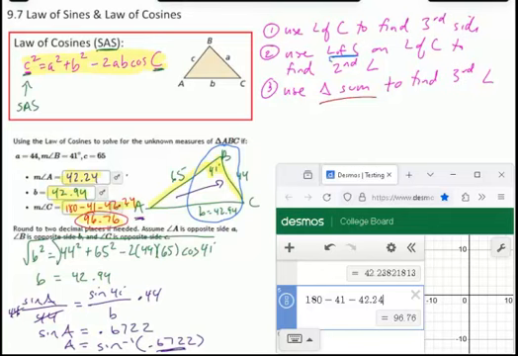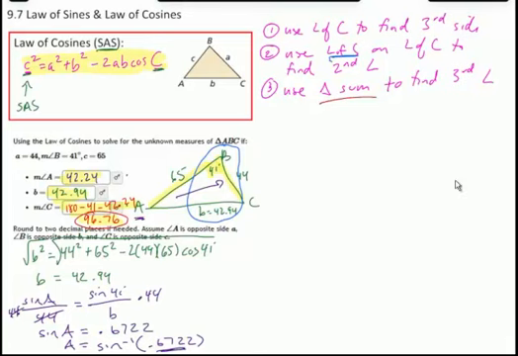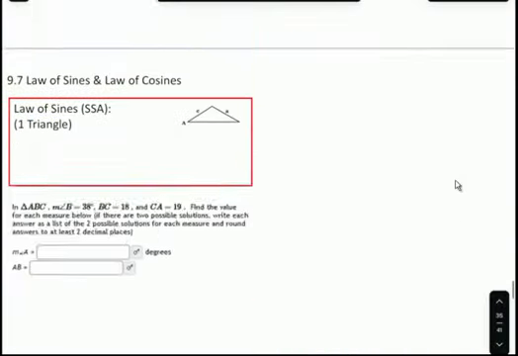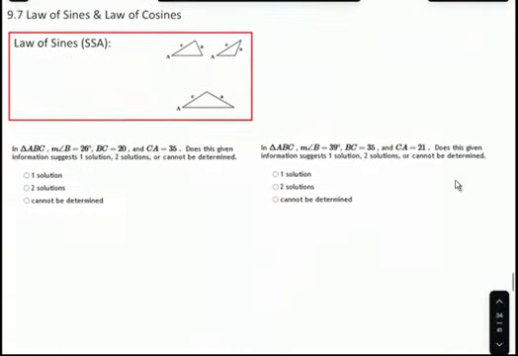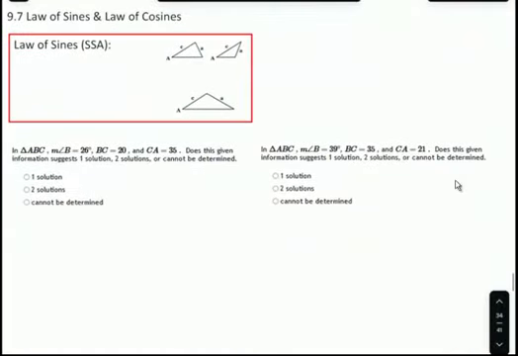All right, so we're going to go backwards here for a moment and go to the very first slide that introduces the pattern of SSA. Remember, this is not a congruence pattern, but it is a pattern that indicates we're going to use law of sines. But the one thing with the SSA pattern is that there's not just one scenario. It's one of two different things.